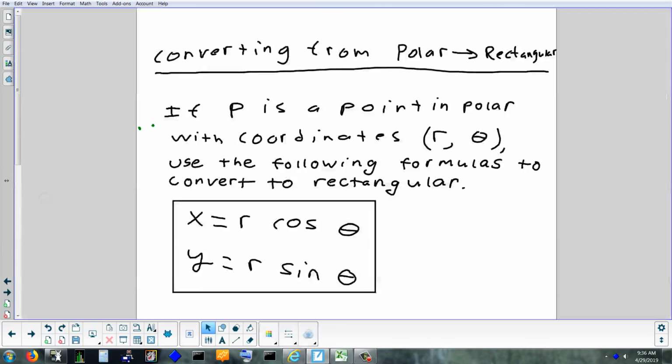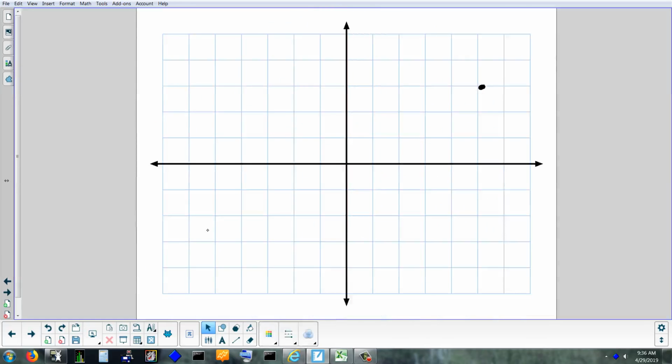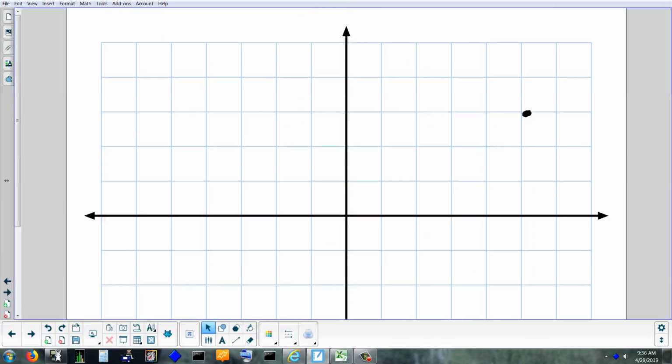You know what? Might have to make it single page to do it. Let's do it like that. Now, look at where that point is. Does that point look like it's a little bit more than 5 units right? Yeah? Does it look like it's 3 units up? Yeah. It ended up exactly where it should have.